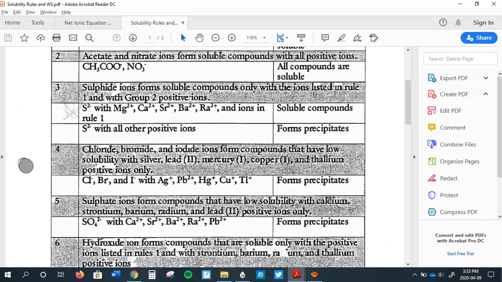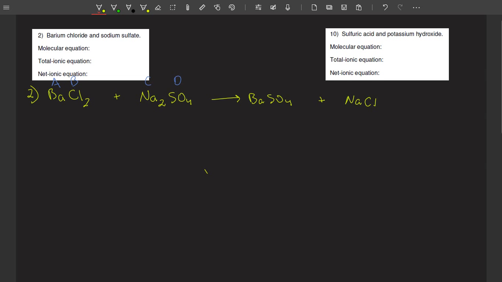So chloride ions form compounds that have low solubility with silver. Remember, it's paired up with barium. So silver, lead 2, mercury 1, copper 1, or thallium. Barium is not on that list. So if it only forms precipitates with these ions, and barium is not in that list, that means it's going to be soluble. So we can go back to our sheet here and write AQ, since it is not going to form a precipitate. Okay, according to rule number 4.